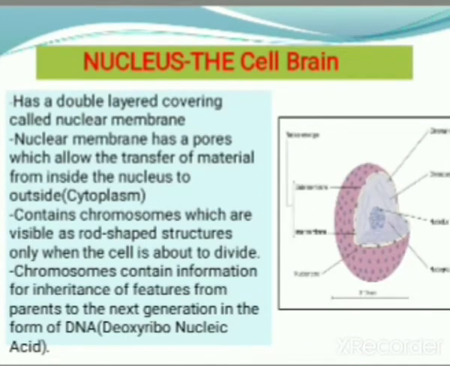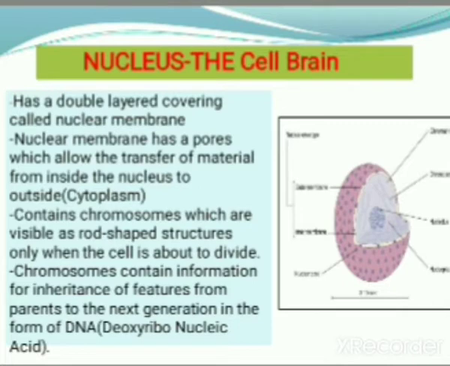If you look at the cell, you will always be able to notice a structure which is somewhat spherical in shape, located towards the center. Not exactly at the center, but towards the center. Spherical in shape, and we call it the nucleus. The nucleus has a double layer covering called the nuclear membrane. The nuclear membrane has pores which allow the transfer of material from inside the nucleus to outside.